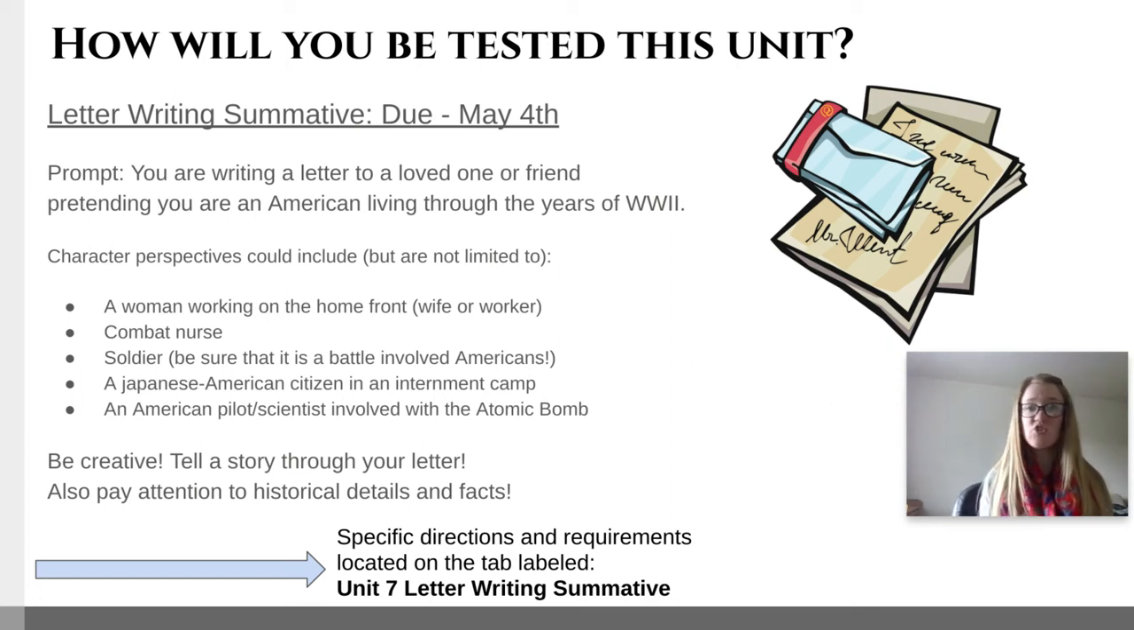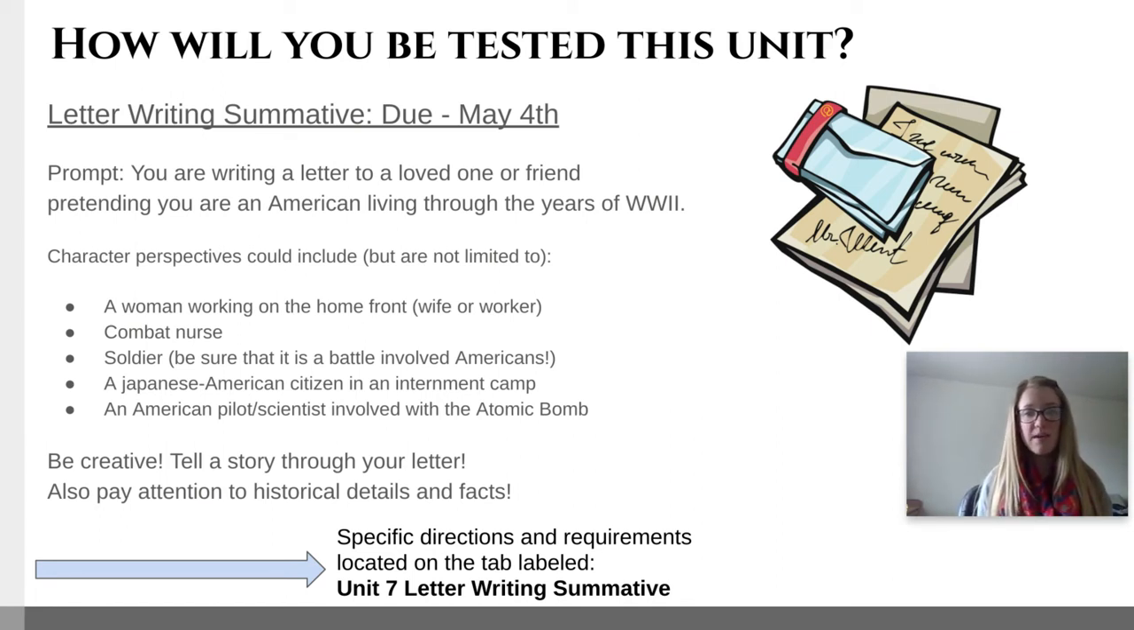You could be a soldier. My hint to you is if you do decide to write a letter from the perspective of a soldier, be sure to look up what battles American soldiers were actually involved in, because we do want to keep this historically accurate. If you're going to be referring to specific battles or locations, be sure that American troops were at that location or at that battle. Another idea is you could write from the perspective of a Japanese American citizen in an internment camp.